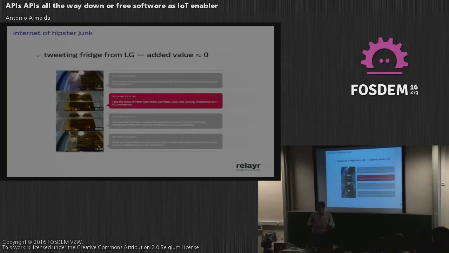So I think that's been overhyped, this thing in Internet of Things. And people thought Internet of Things was about putting your fridge to tweet. I don't think it's interesting if your fridge tweets. I don't care what you have in your fridge. So I think this is Internet of Junk. It's not the Internet of Things.